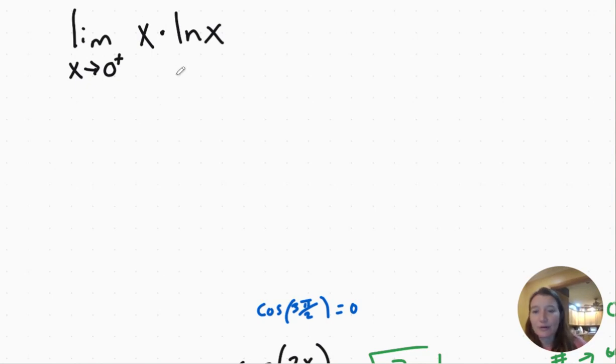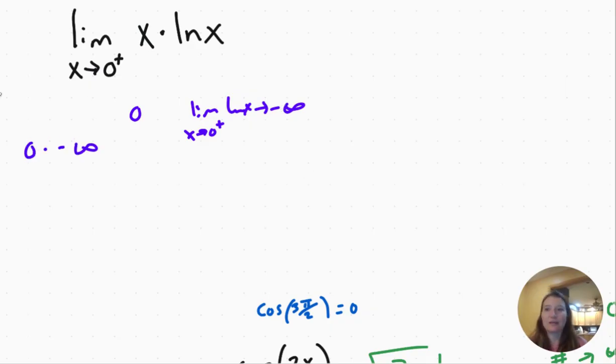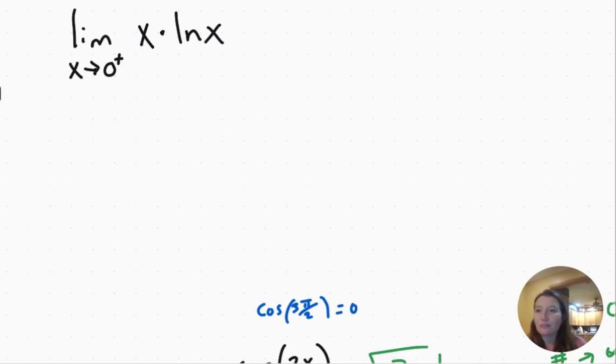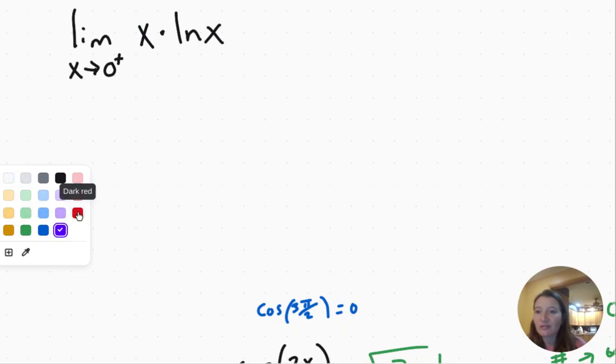Let's take this guy. This is a great one. If I plug in 0 there, I get 0. The limit as x goes to 0 from the right of natural log x is negative infinity. So I've got a 0 times negative infinity thing happening here. That's an indeterminate form. So my strategy here, and we could process this in great detail, but I'm just going to give it to you.